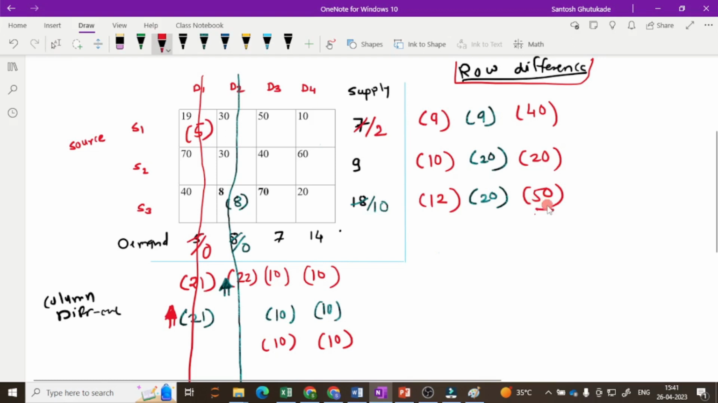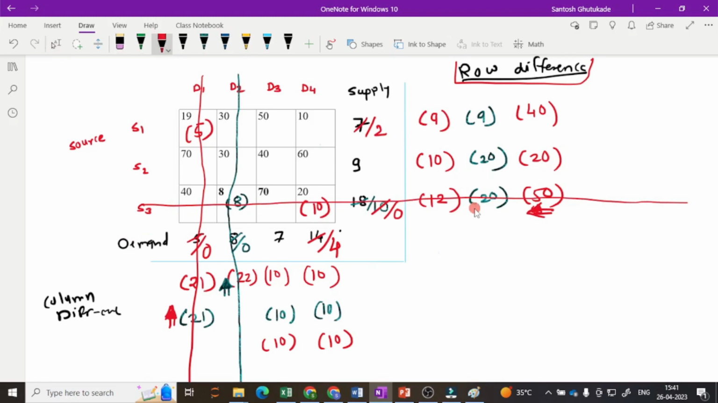So we are selecting this maximum penalty 50, and we will give the allocation in this row, at 20 or 70. We are looking for the minimum value. So 20 is the minimum value where supply is 10 and demand is 14. So we will give the 10 supply here. It will fulfill 10, and the remaining demand is 4. We have used all the supply, so it becomes 0. Now this row becomes 0, so we will cross this row, which means we will not calculate the penalty for this row.